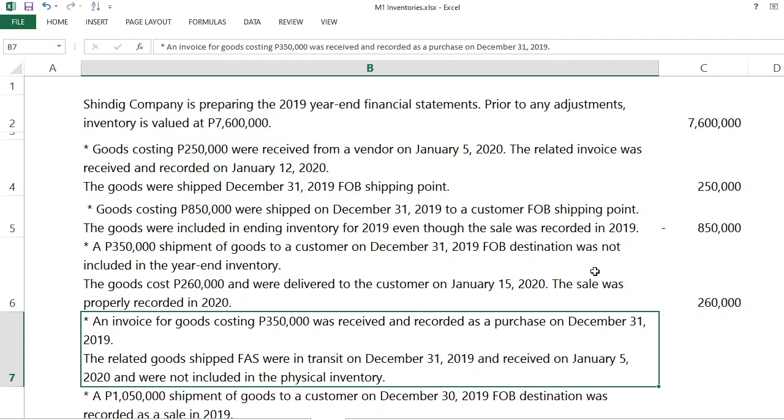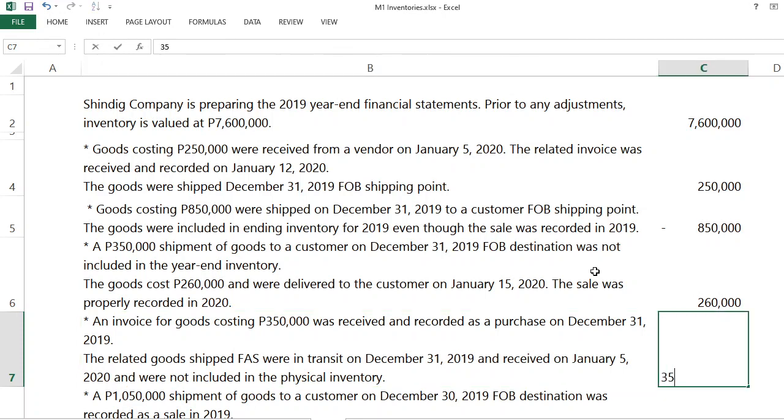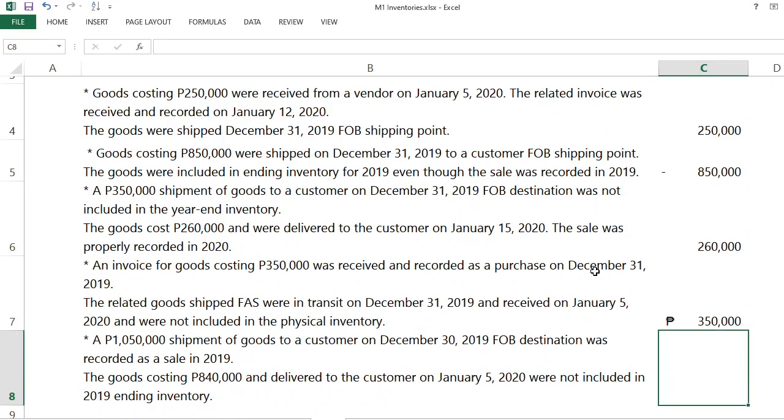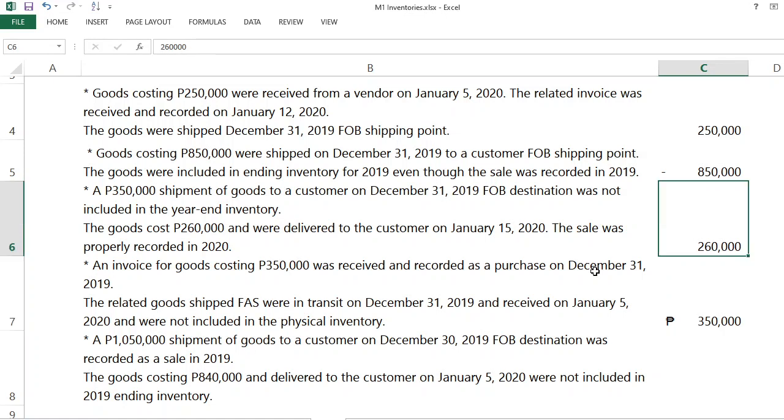And then this time, kita si buyer. Kita pala. Kita dahi si buyer. Okay? So, na-receive siya January 5 and were not included. Ay, dapat appeal na. So, that's plus 350. Ay, naka-peso sign siya.